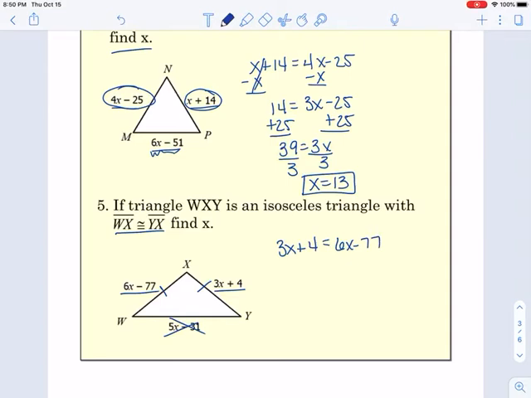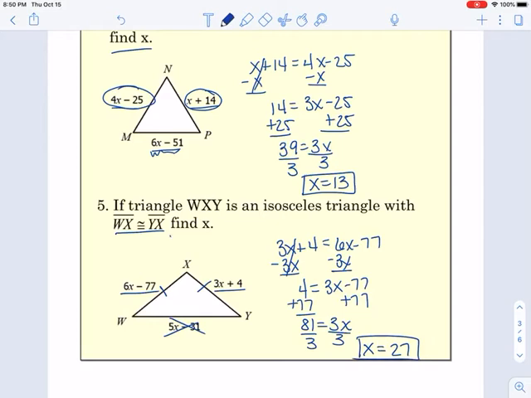Again, it doesn't matter what you do first here. I'm going to subtract 3x. Those will cancel. So I'm going to be left with 4 equals 3x minus 77. I'm going to add 77 to both sides. I'm going to get 81 equals 3x. Divide both sides by 3. And x is going to equal 27. Again, the question asked me to find x. I found x. I don't have to plug it back in. I'm done.